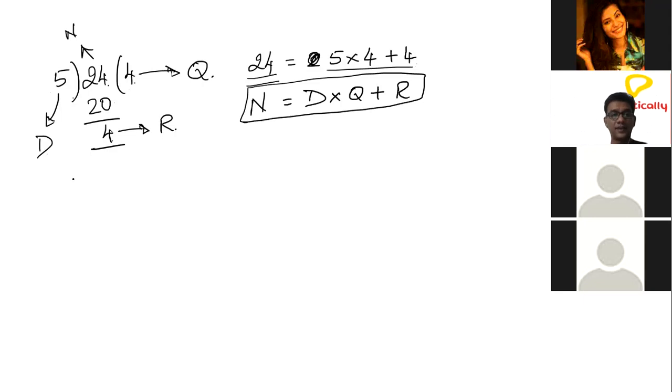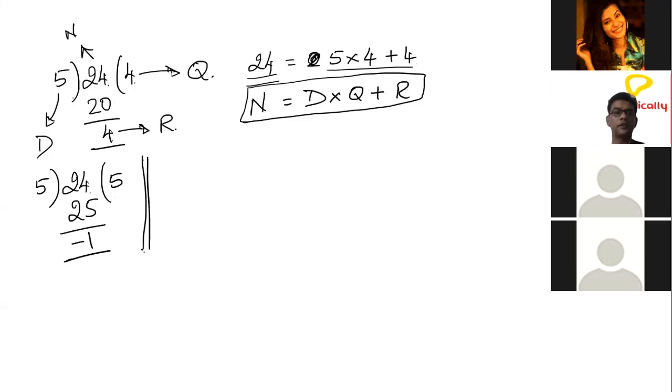Now, can I write it this way also? 5 fives are 25 and minus 1. Yes, no one stops me from writing this. The only thing is we never give an answer as minus 1 in a remainder part, which means I can still write 24 as 5 into 5 minus 1.